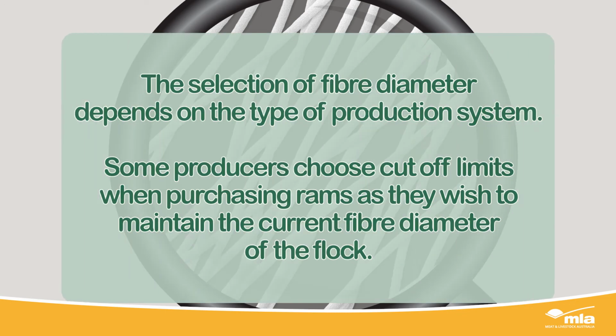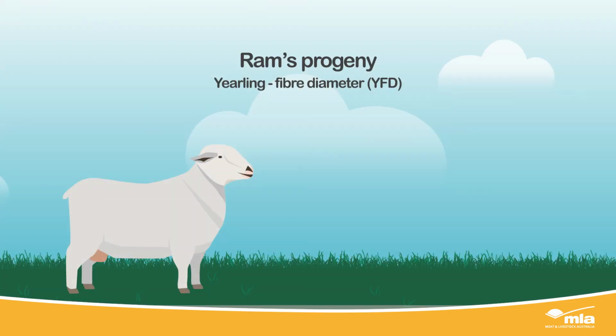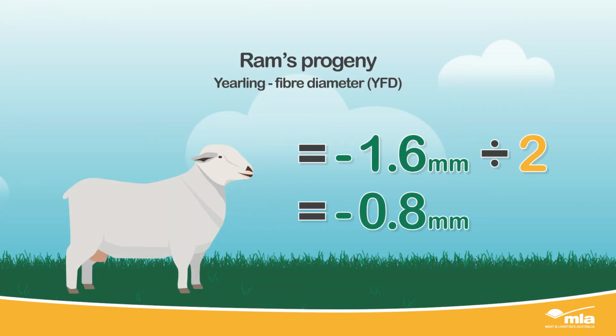The selection of fibre diameter depends on the type of production system. Some producers choose cut-off limits when purchasing rams as they wish to maintain the current fibre diameter of the flock. If fibre diameter is -1.6 microns, a ram's progeny will produce wool 0.8 microns finer compared to a ram with an ASBV of 0.